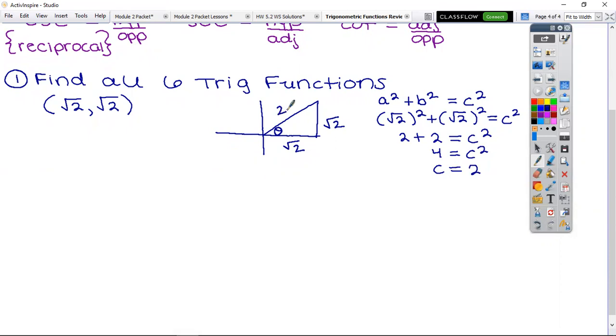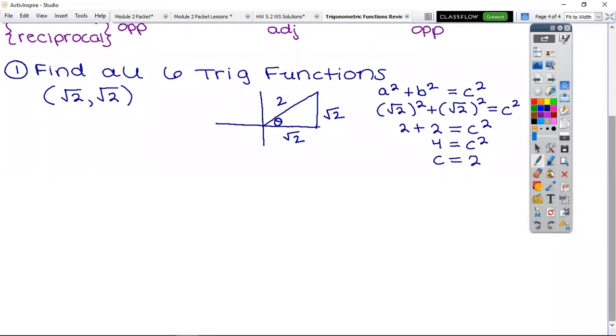Now you're going to find all of your trig functions, okay? So we're going to write out, and I guess I'm going to start right with sine. So letter A, let's go sine of theta. I'll do all these first, and then cos of theta. And then we're going to find tan of theta.